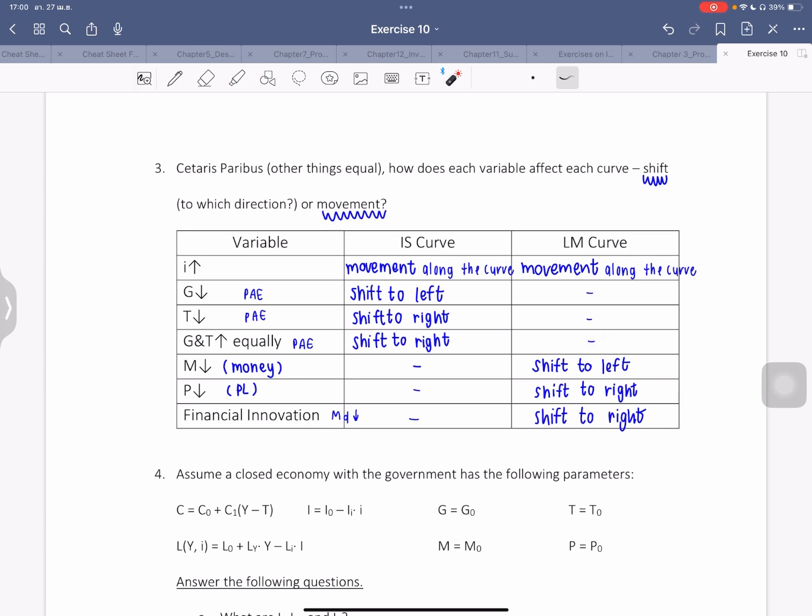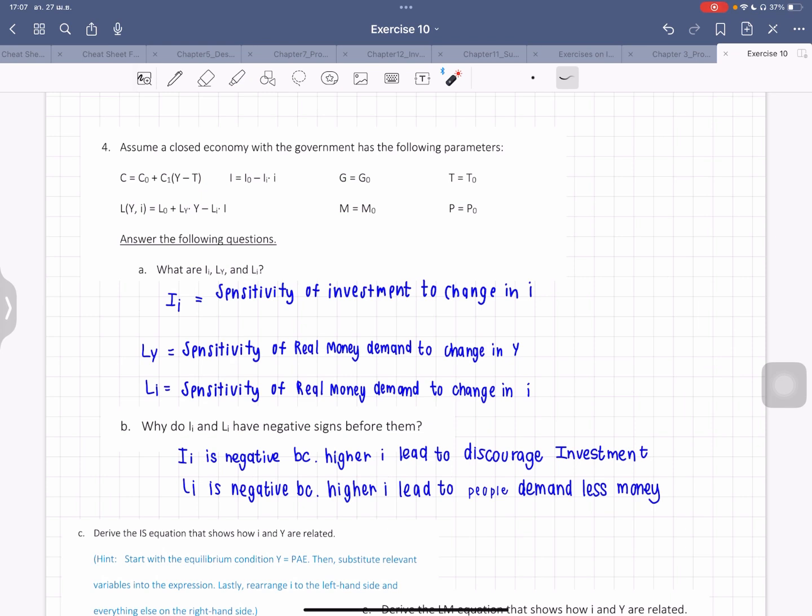Next, when the money supply in the economy decreases, it shifts the LM curve to the left. Next, when the price level decreases, the LM curve shifts to the right. And lastly, financial innovation refers to money demand decreasing, so the LM curve shifts to the right. Next, assume a closed economy with a government has the following parameters.